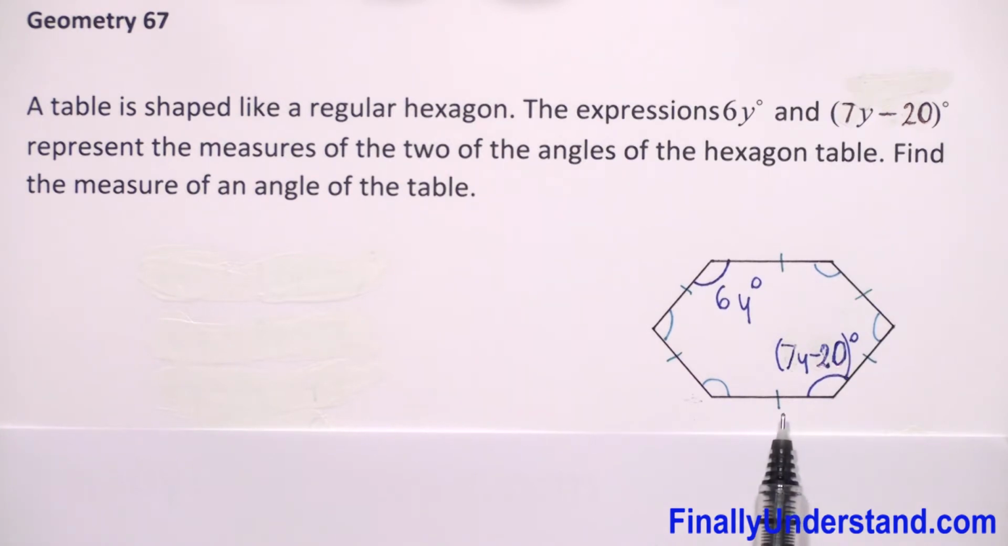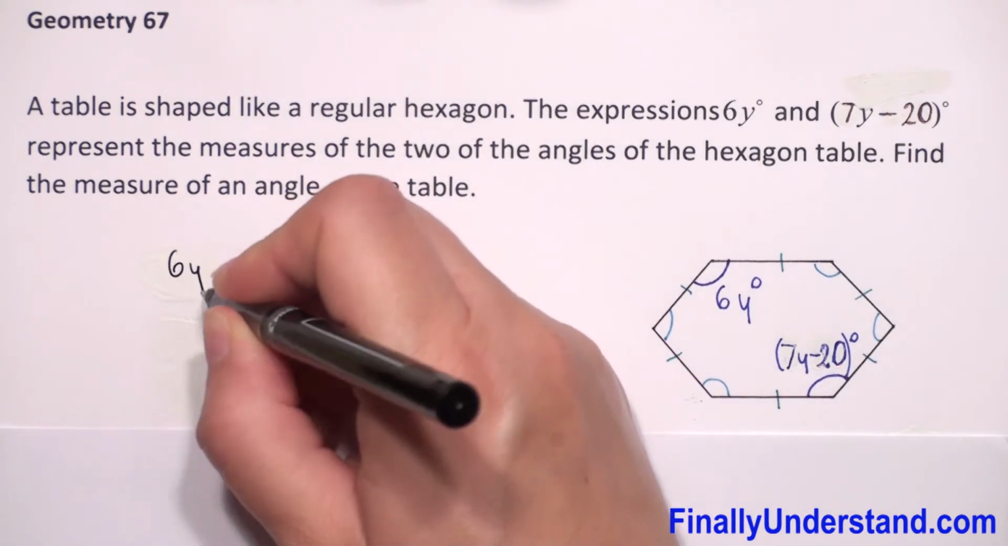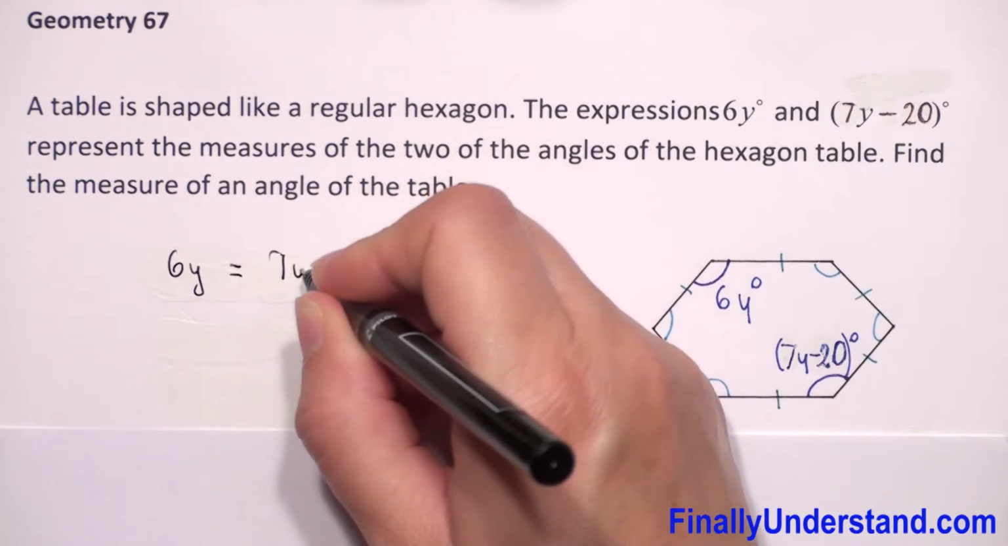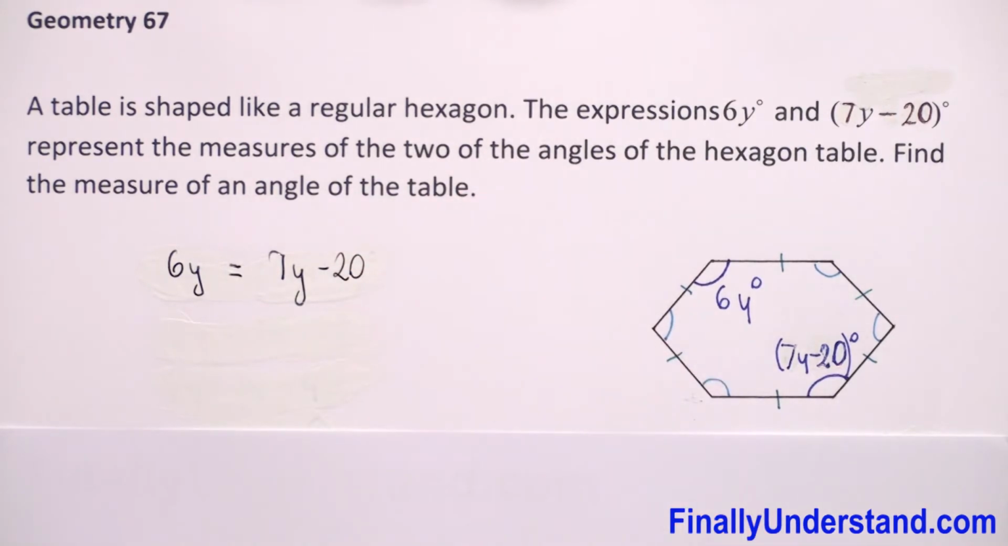So we can write an equation, because we have one unknown y. It means that we need one equation to find this unknown. So we have that 6y is equal to 7y minus 20. Why? Because we have a regular hexagon, and in a regular hexagon the angles are the same.